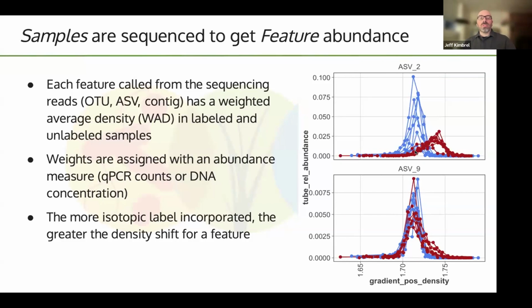And once we associate the weights based on their abundance, again with qPCR counts or DNA concentration, we can then at an individual feature level determine this shift in weighted average density. So just showing two different examples here. This ASV2 has a clear visual shift in abundance, or in isotopic enrichment, whereas ASV9 doesn't look like it's taking up additional heavy substrate.